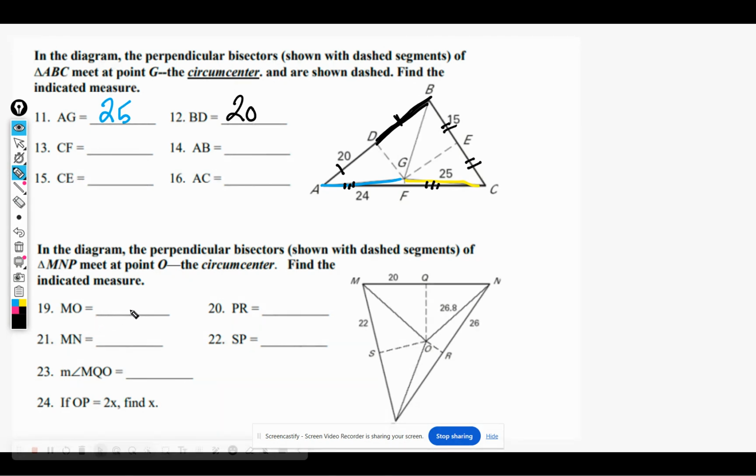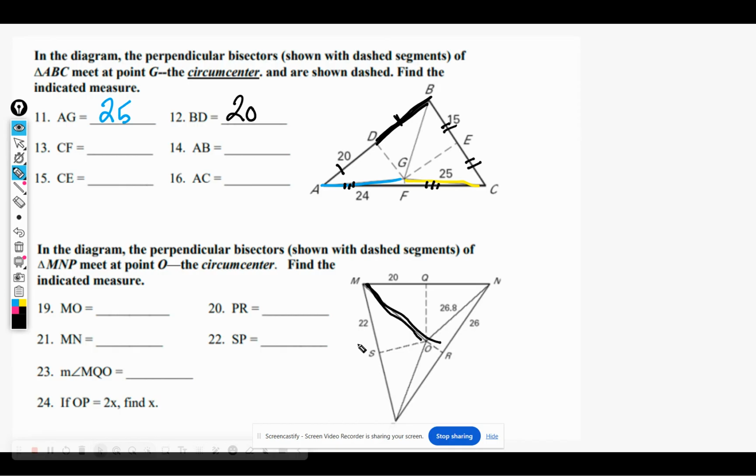The next part, in the diagram, the perpendicular bisectors shown of triangle MEP meet at point O, the circumcenter. Find the indicated measure. So we want to find MO. MO is this piece here.